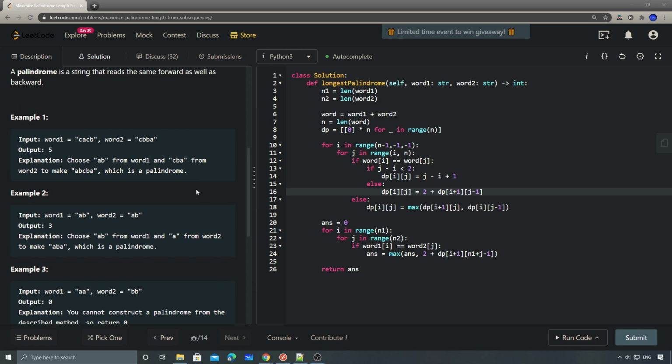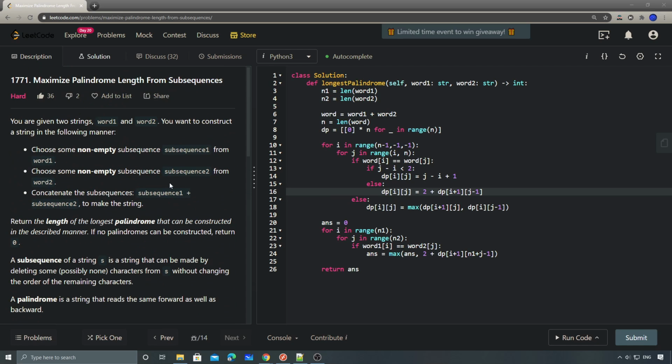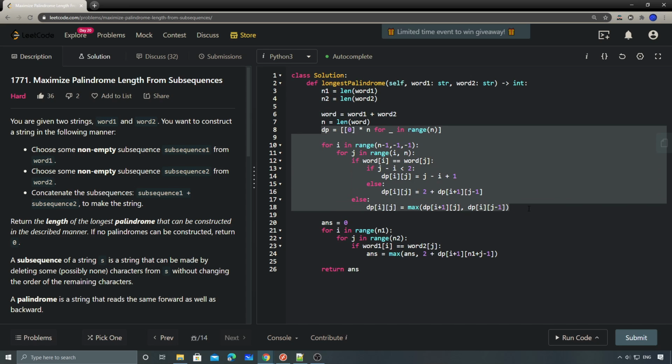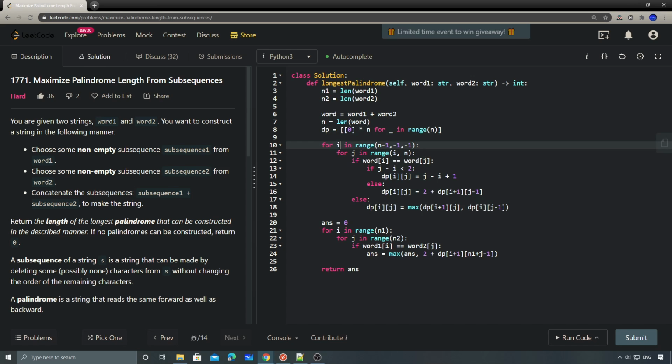So I think that's it for this problem. It's not that difficult. It's just that you have to be able to figure out that it's going to be hard to calculate the subsequence separately for both the left and right part. So why not just combine them together? Because after combining those two words together, we have a way of calculating all the longest subsequences for all the start and end points.